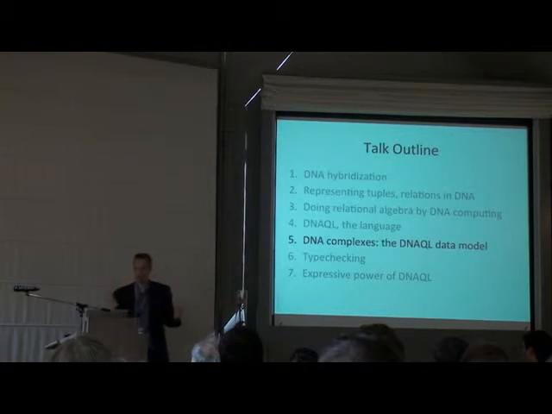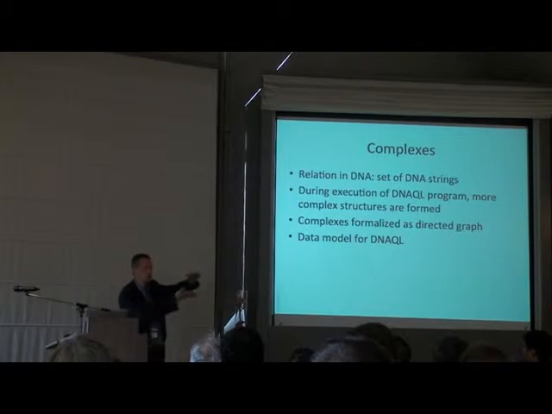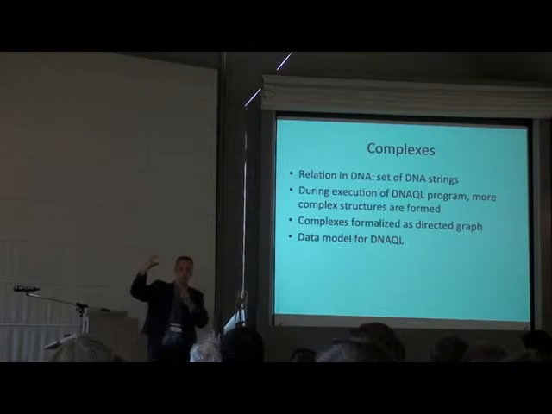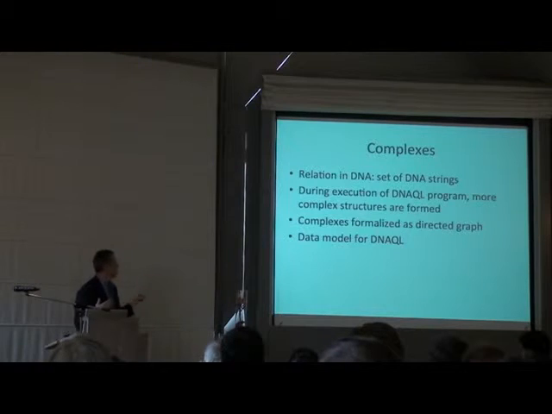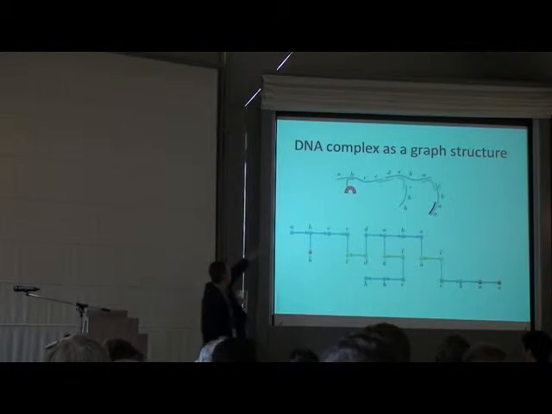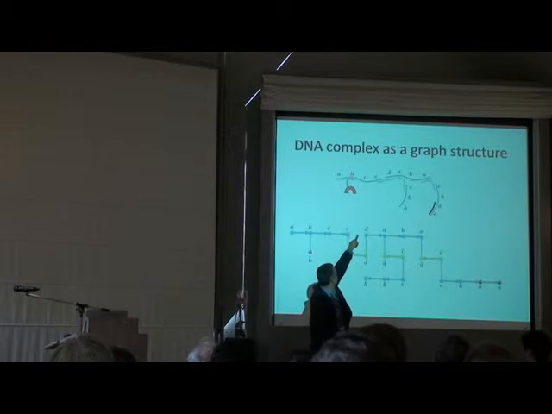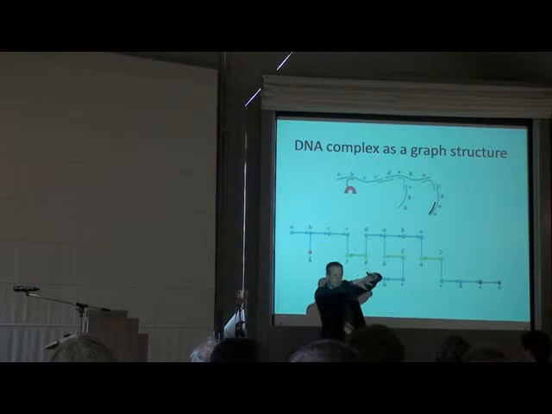And this is the model of DNA complexes. As I said, during the execution of a DNAQL program, even if you start with just a set of tuples, you will form more complicated structures where bonding takes place, immobilization takes place, etc. We formalize these complex structures by directed graphs, and this will be our data model. Here is an example. Suppose I have the blue, which are the strands. I have 4 strands, but they have been joined together by stickers, which are the green things.